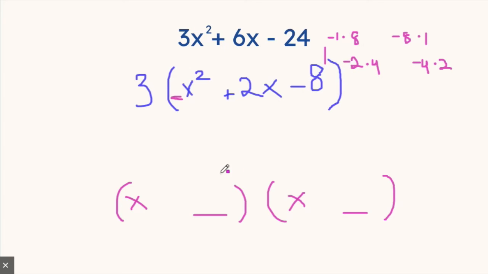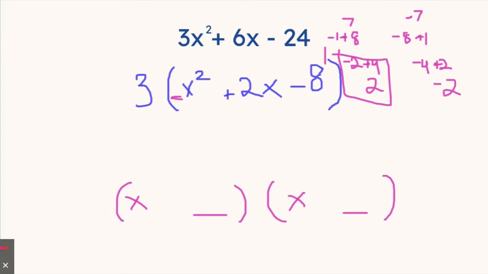Now let's look at this number. Whatever these two are, the sum of them has to equal 2. So let's add all of these together to see if any of them equal 2. 8 plus -1 is equal to 7, because it's the same thing as 8 minus 1. -8 plus 1 is equal to -7, because it's the same thing as 1 minus 8. 4 minus 2 is equal to 2, and -4 plus 2 is equal to -2. In this case, it's +2, so this one fits.